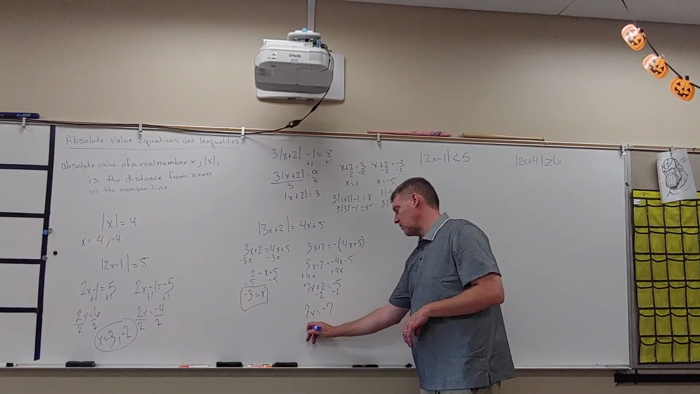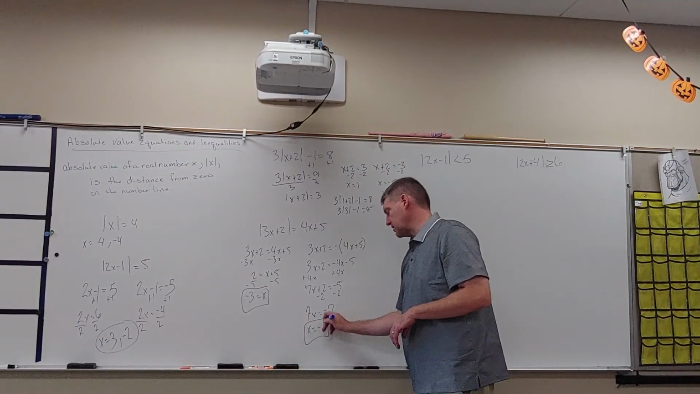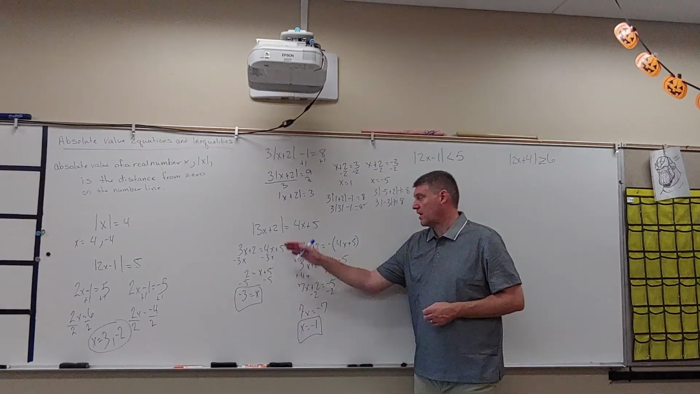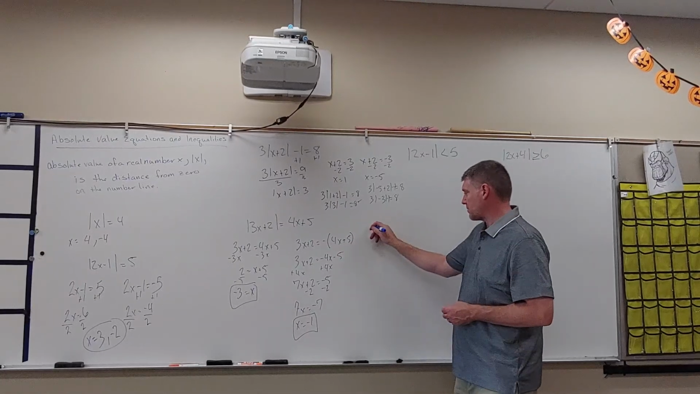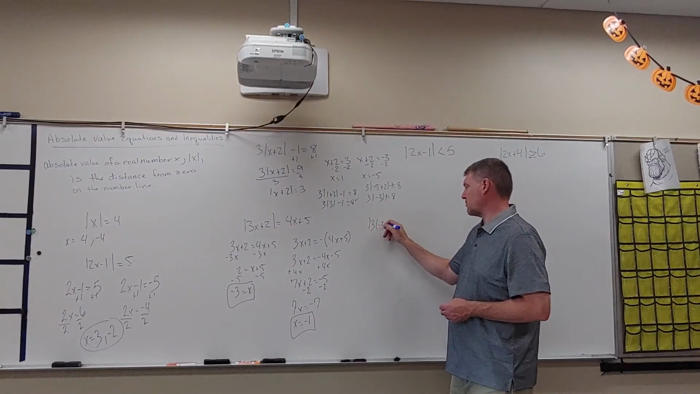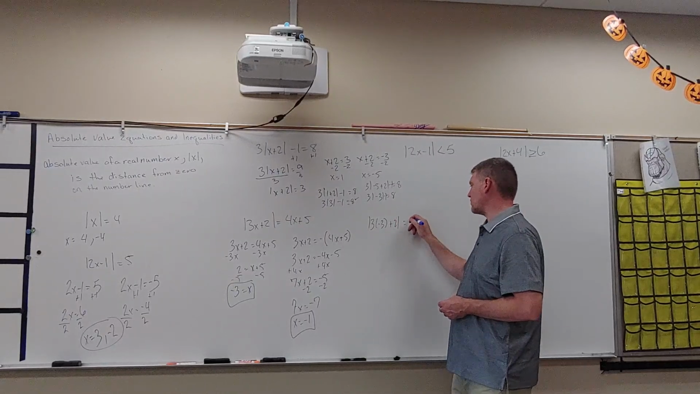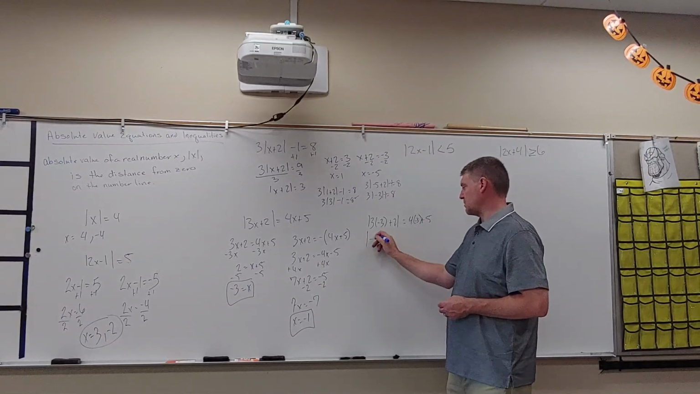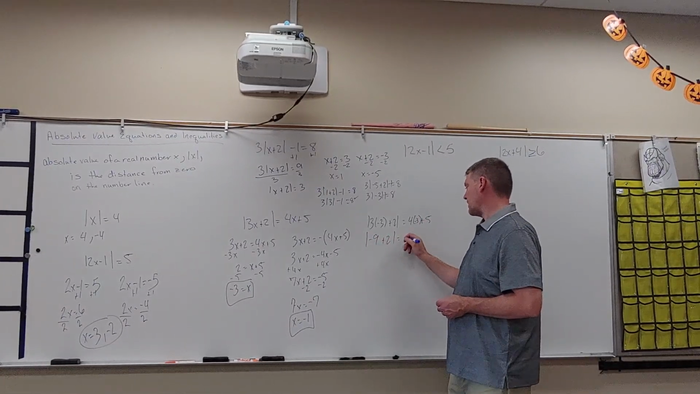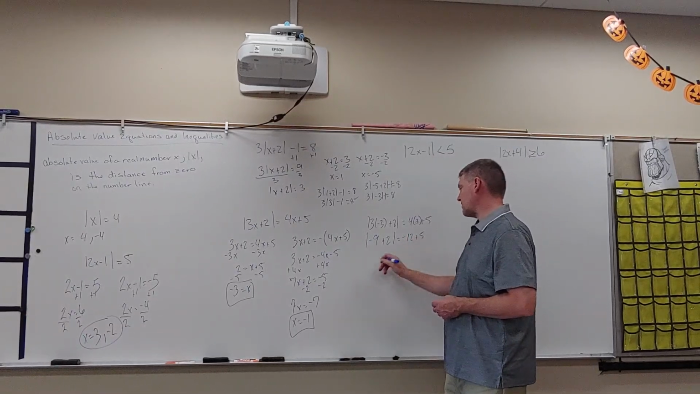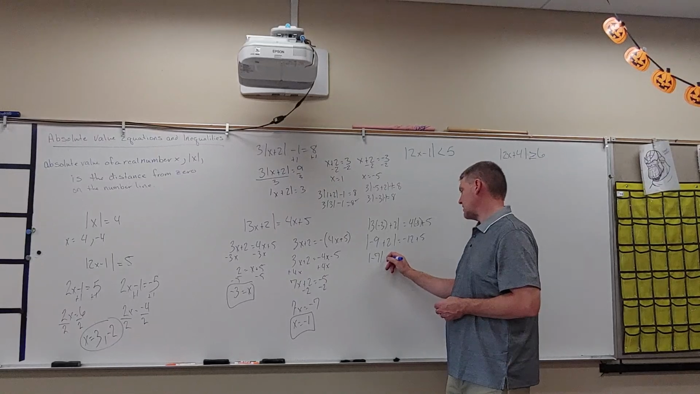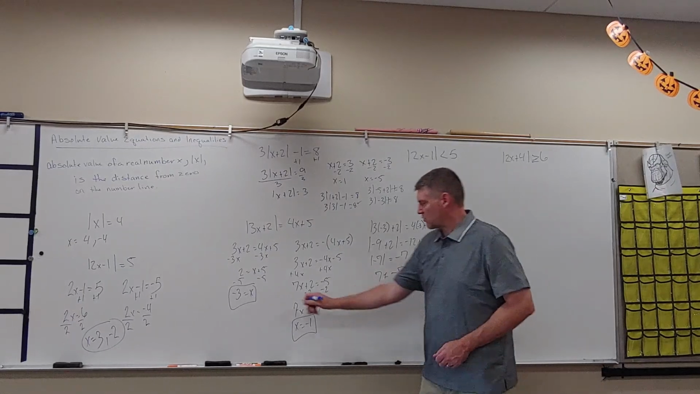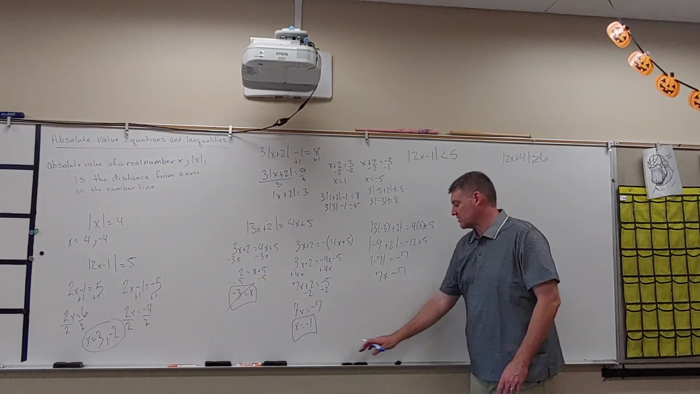7x equals negative 7, or x equals negative 1. There's my second answer. Now, I need to go back and check these. So I'm going to take these values and plug them back into my original to see if they work. So I have the absolute value of 3 times negative 3 plus 2 equals 4 times negative 3 plus 5. So this gives me negative 9 plus 2 equals negative 12 plus 5, negative 7. The absolute value of negative 7 equals negative 7, which is 7 equals negative 7. That doesn't work. So negative 3 is not a solution.